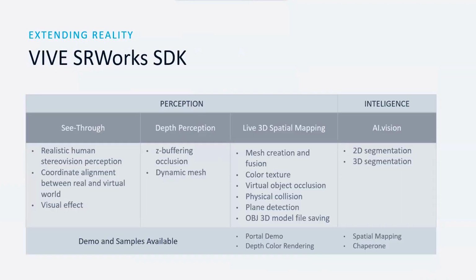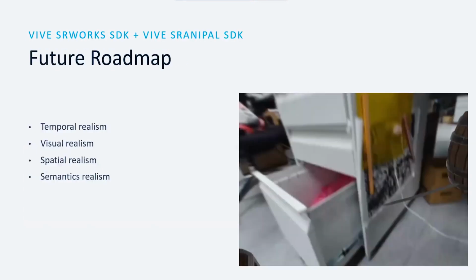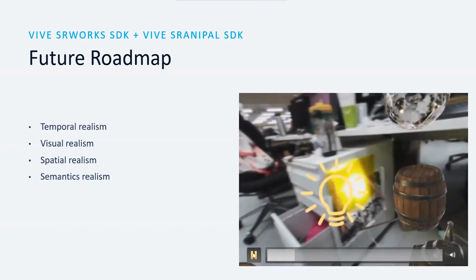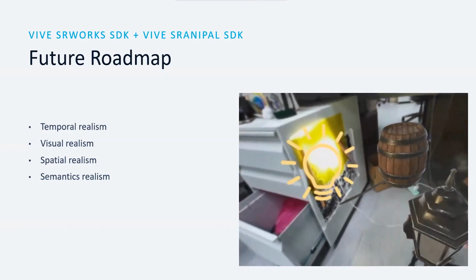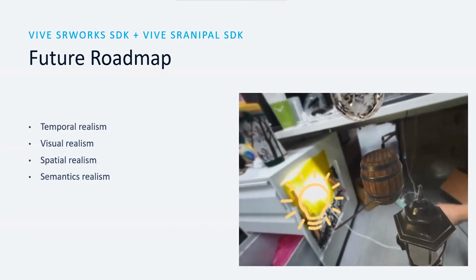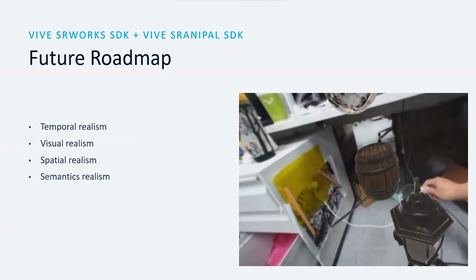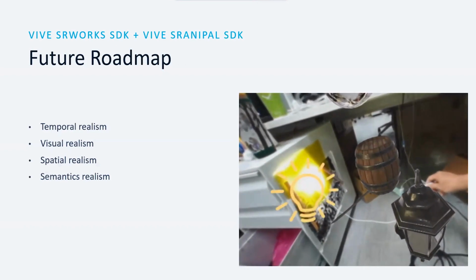So this is a summary of the VIVE SRWorks SDK and its capabilities. I mentioned see-through, depth perception, and spatial mapping. And of course, like I mentioned, we're going to improve some of these things. One example, let me just show you this little video, is having lighting be based on the surroundings of the environment that you're in. So that's one of the things on our roadmap for future improvements.